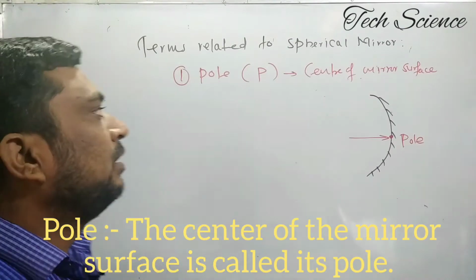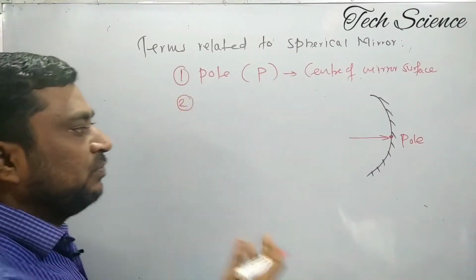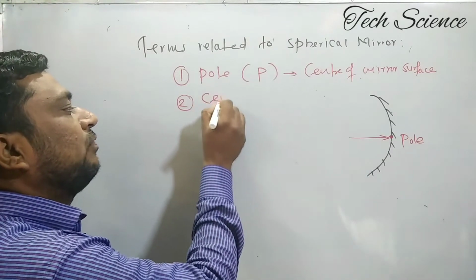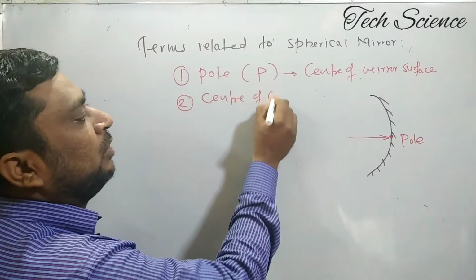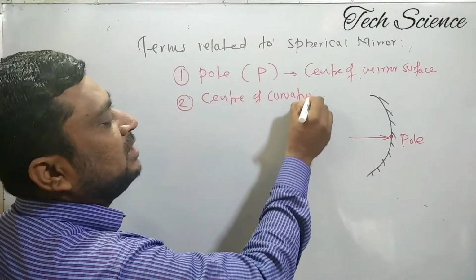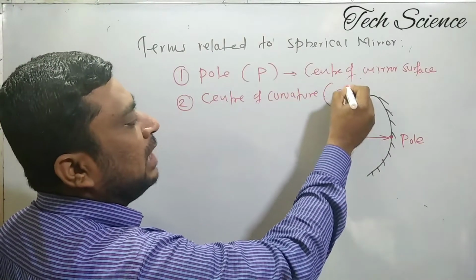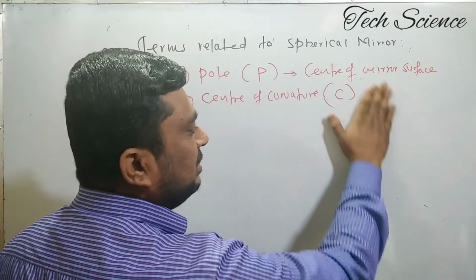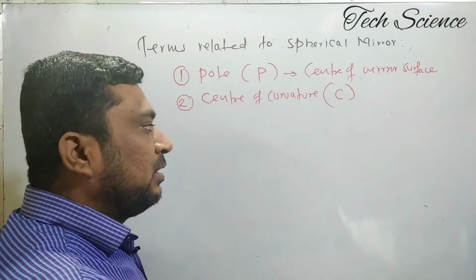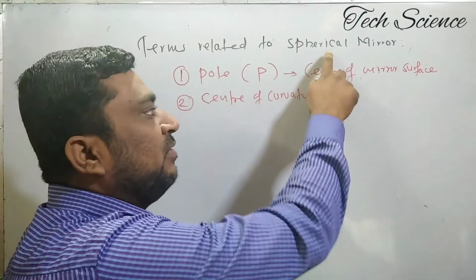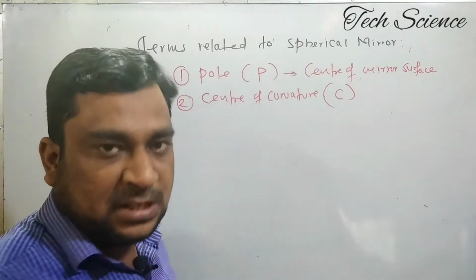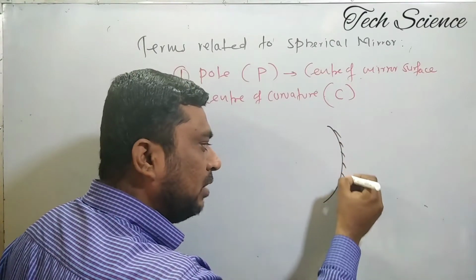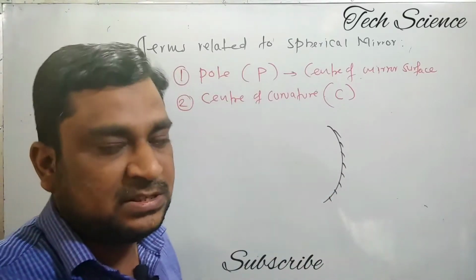Now the second term. If you want to discuss one more point, we can discuss the center of curvature. This is the second concept. Center of curvature is denoted with the capital letter C. Suppose you have to consider the center of curvature. At that time you have to consider a complete mirror which has the sphere shape, because it is a spherical surface. So here this is the actual mirror. Am I right? It may be concave, it may be convex. You can consider any one.